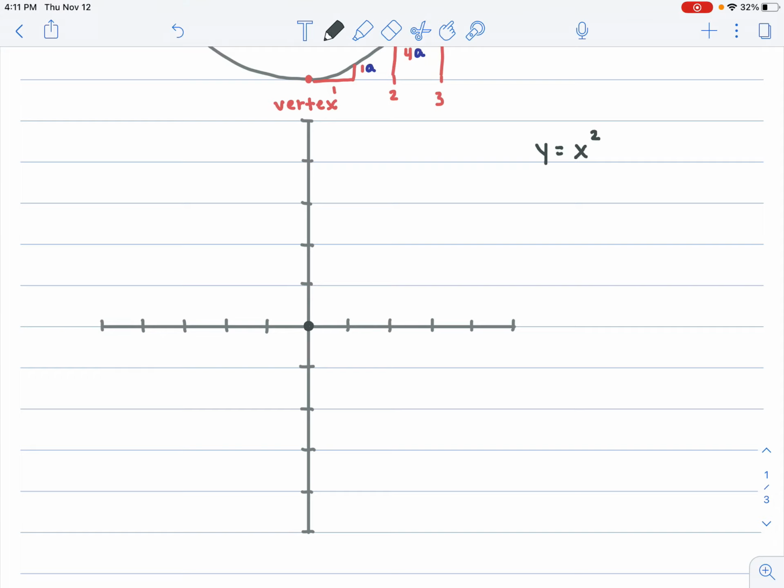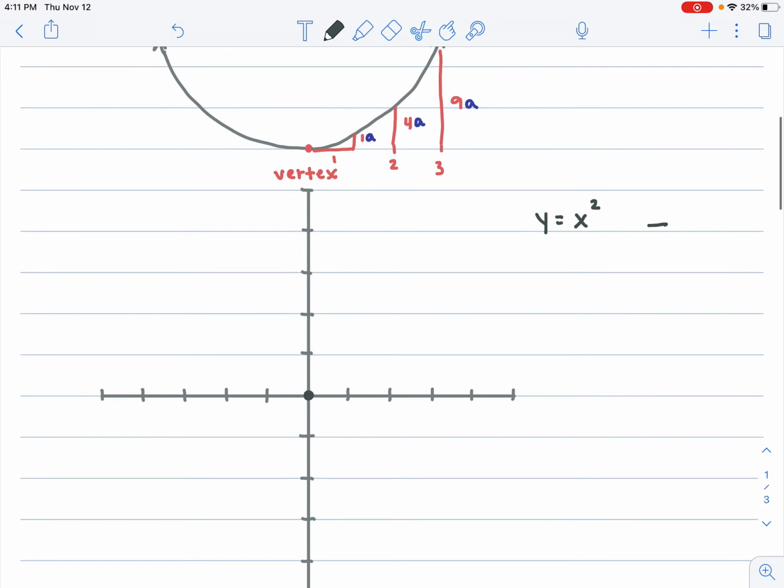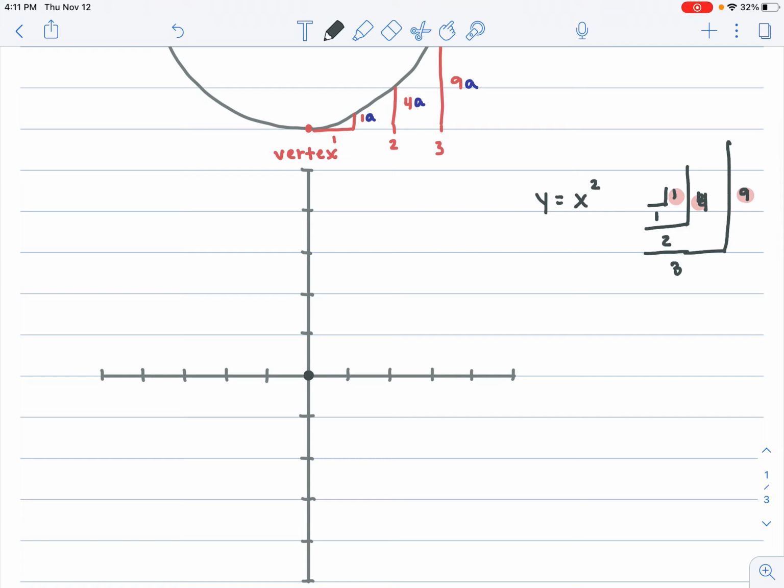Usually, I always write my little anatomy to the side of this. So I usually go over 1, up 1, over 2, up 4, over 3, up 9. If you notice here, the a value is just 1, so we don't have to change that 1, 4, or 9 at all. So we're going to start at our vertex, and go over 1, up 1 to get our next point. Then I'm going to go over 2, up 4 to get my next point. I could keep going, but I usually just need 5. Once you have one side, you can just copy that to the left side.